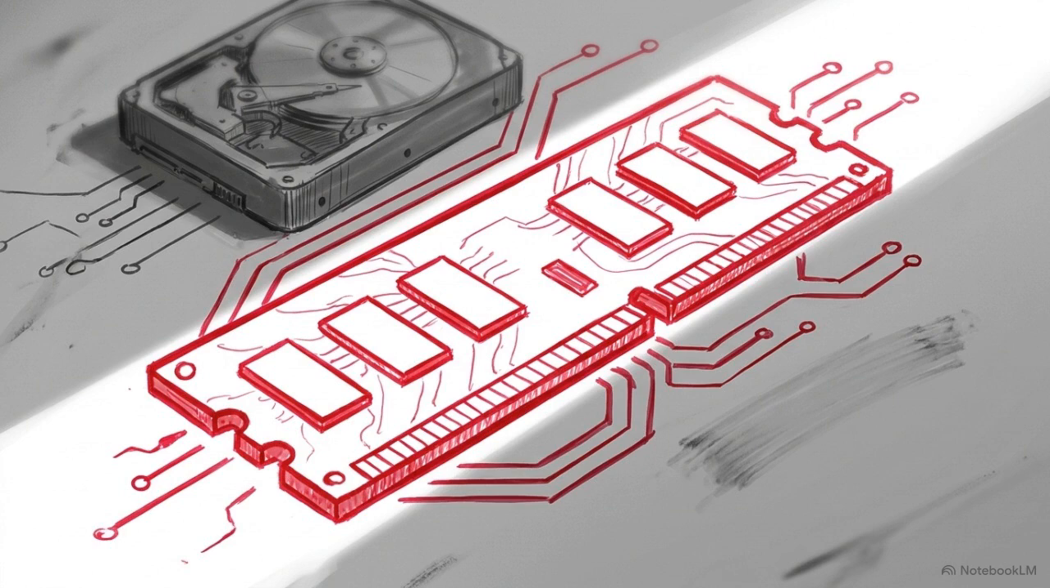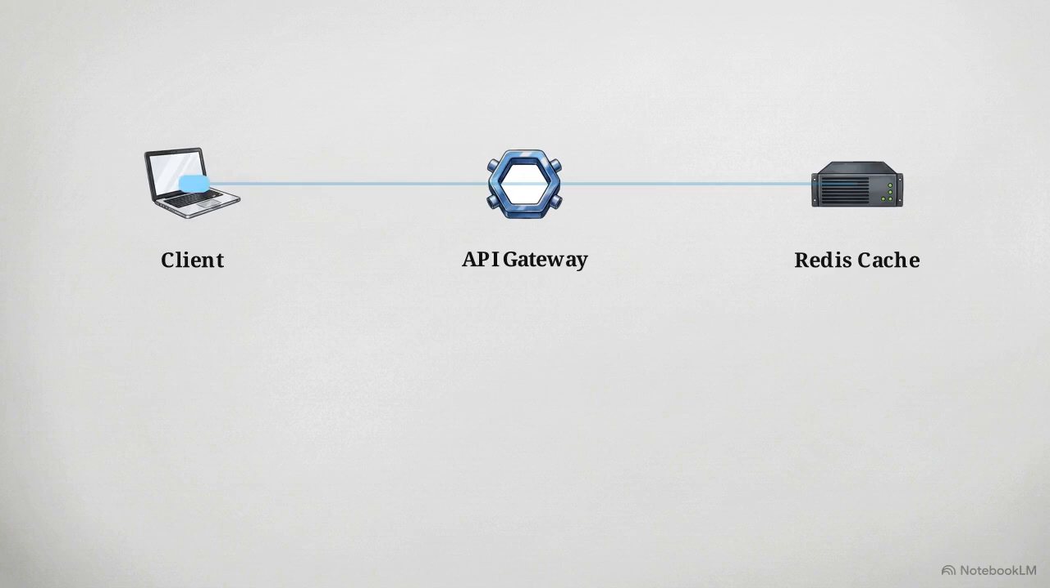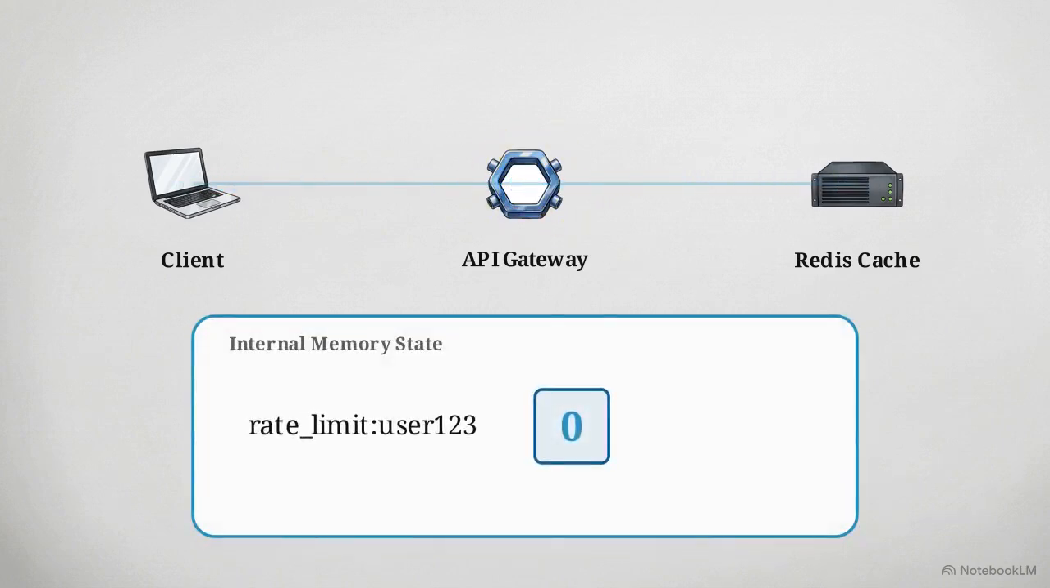The operational loop looks like this. The moment a request hits the API gateway, it triggers a Redis INCR command. This instantly bumps the numerical counter associated with that specific user's database key.